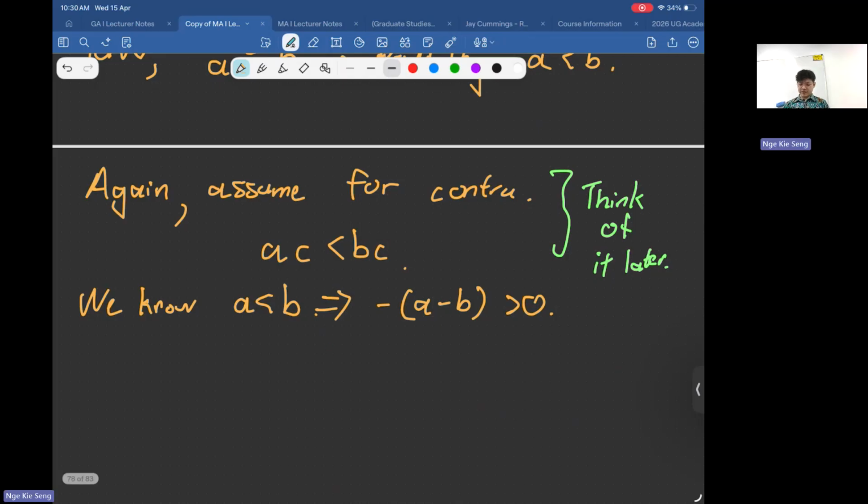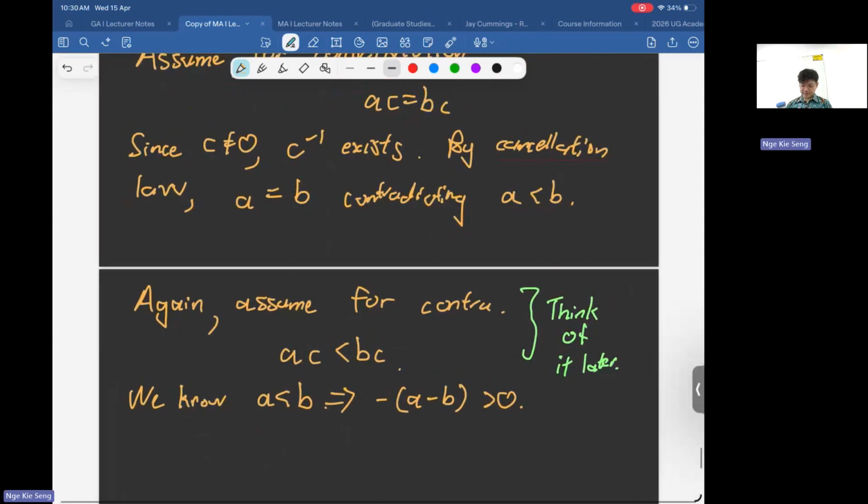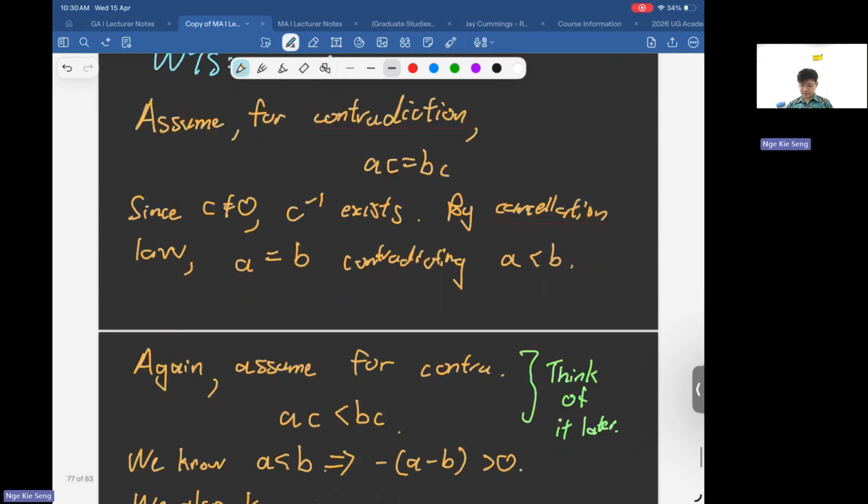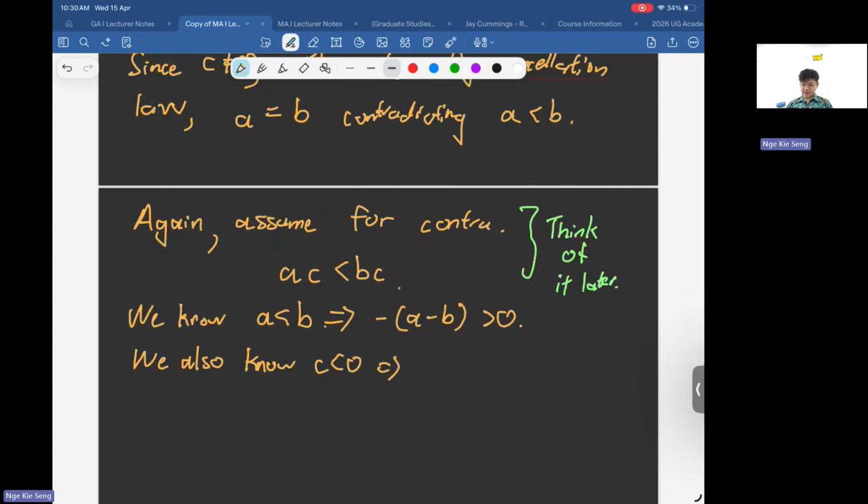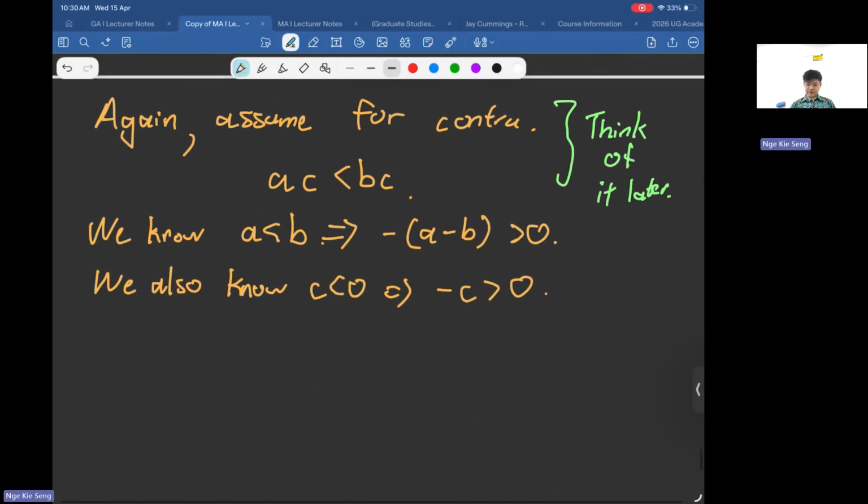So we also know c is less than 0. And then this implies that negative c is greater than 0. Okay, good. Multiply them together. So we assume ac less than bc, right? So ac minus bc less than. Also, moreover, or besides.